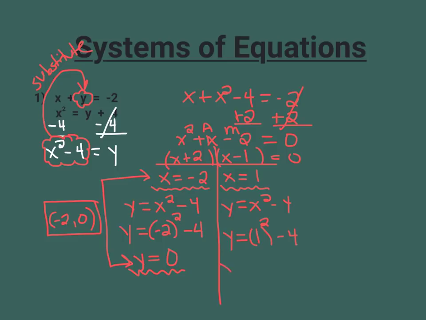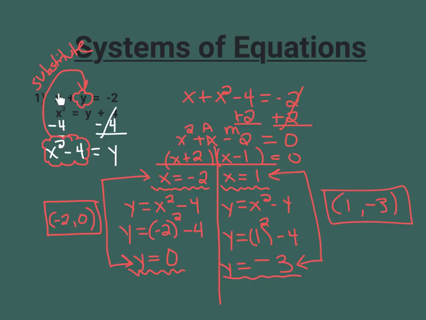All right, so we have y equals. Well, since 1 squared is 1, and 1 minus 4 is negative 3, then the y value of negative 3 corresponds with the x value of positive 1. So I could write that as a coordinate as 1 comma negative 3. And if you took this point and substituted it in for x and for y into both equations, it would also check.